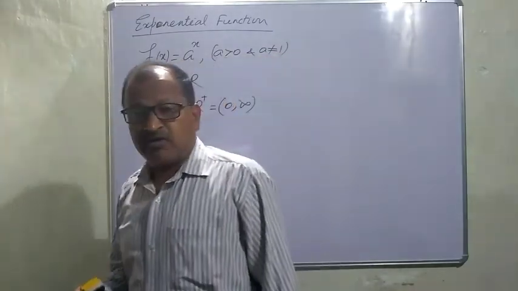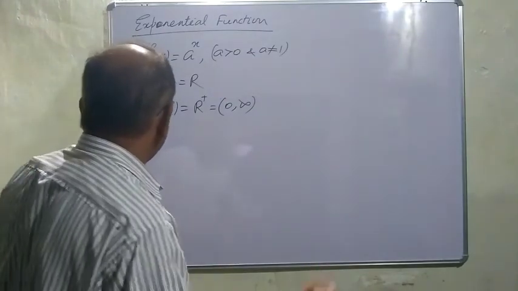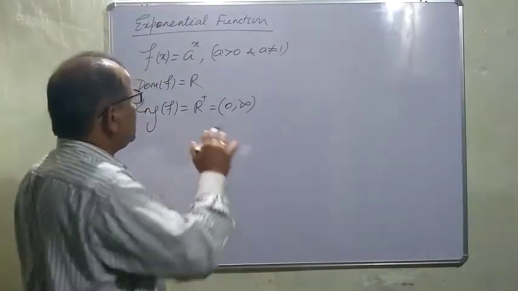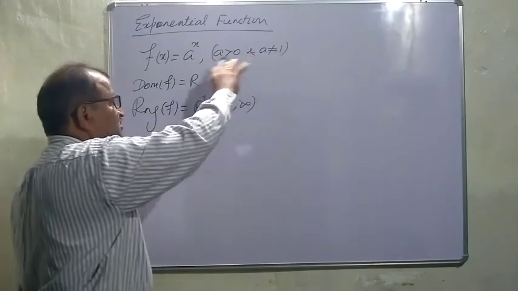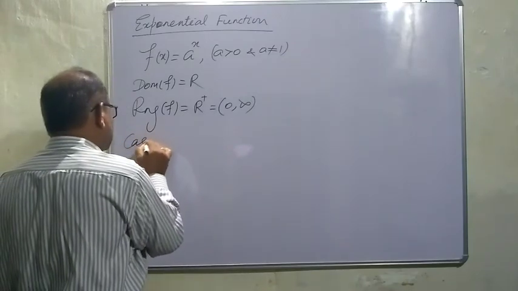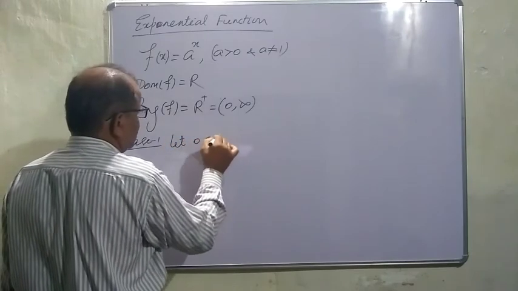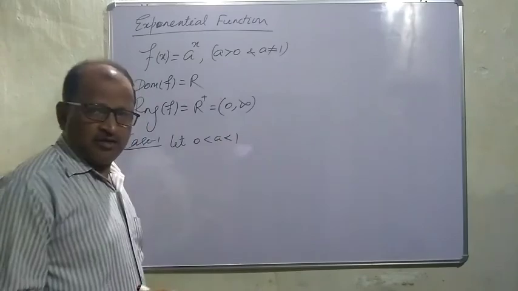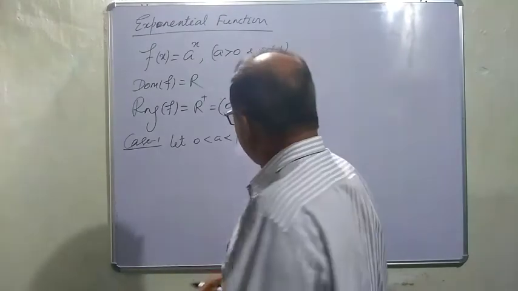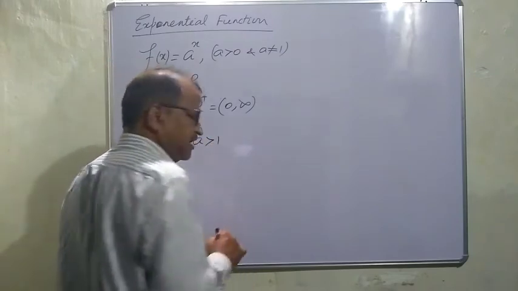And what about its graph? We will have to divide the set of positive real numbers, the value of a. Case 1, a less than 1. A is not equal to 1, but a is positive. So first let us take a greater than 1.